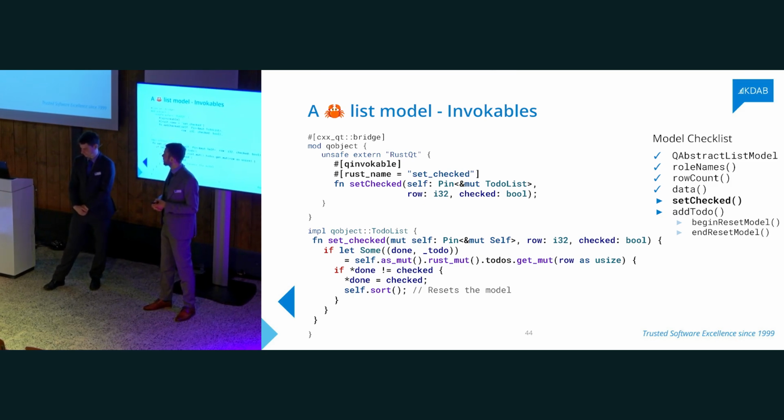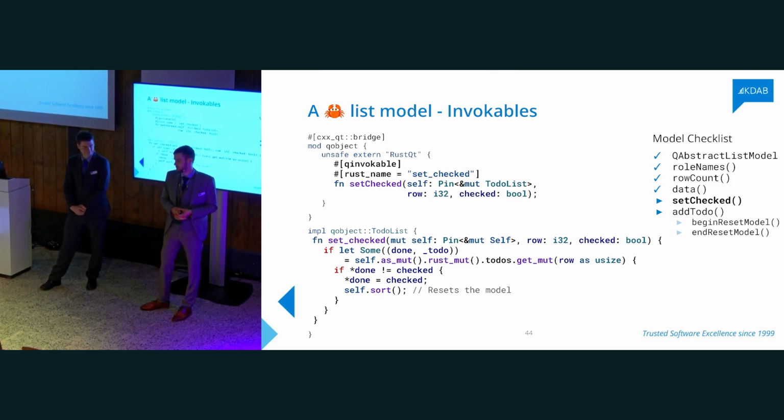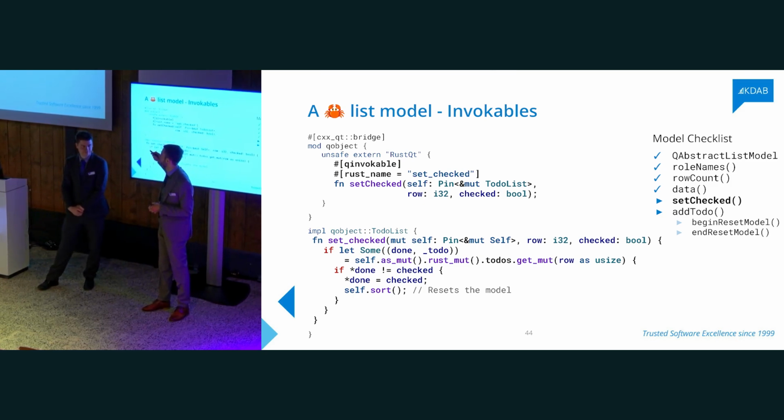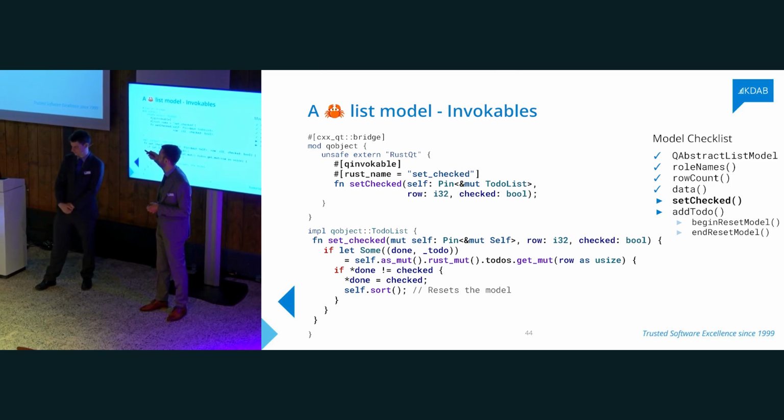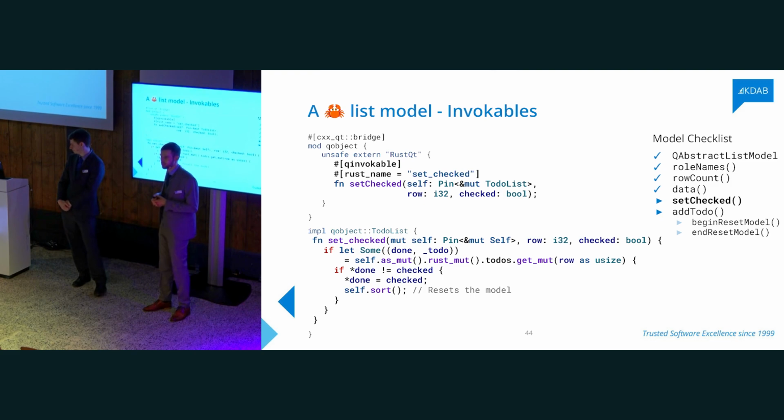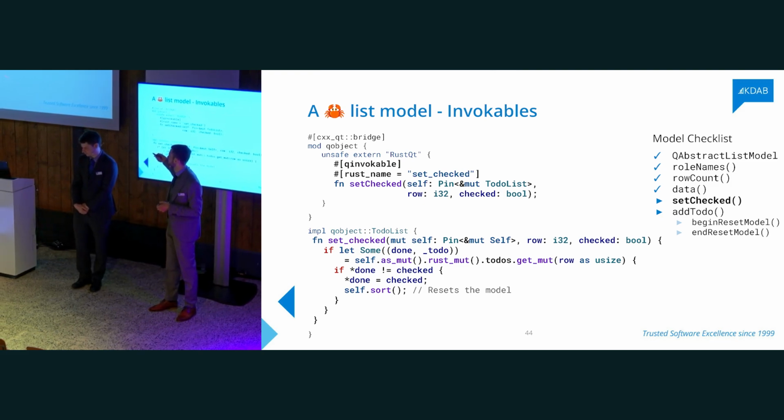Then we need to start adding our invocables. In this case, we just declare an invocable and mark it as QInvocable. That's pretty much all there is to it on the special Qt side of things. And then we need to actually implement the type.